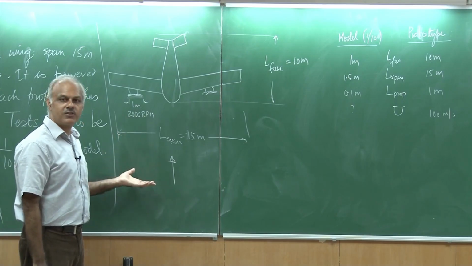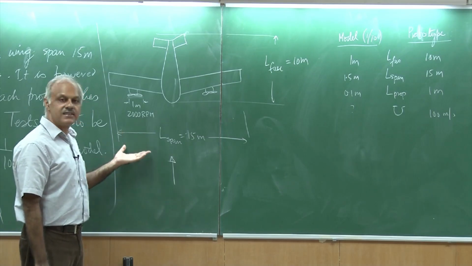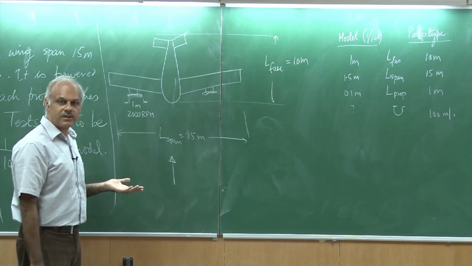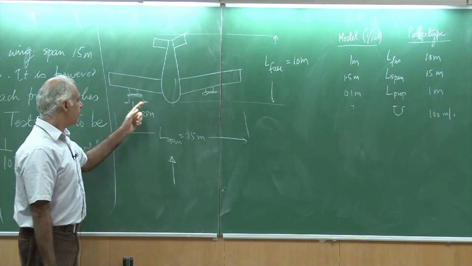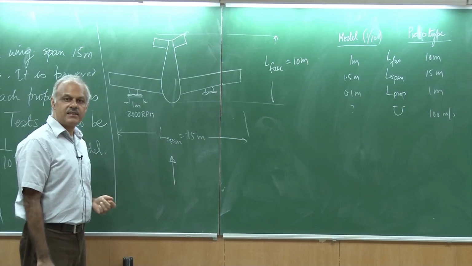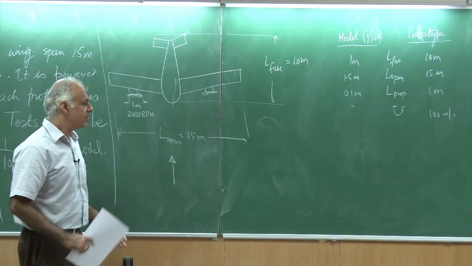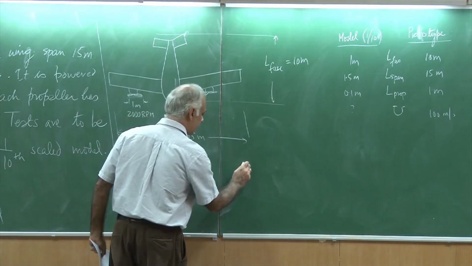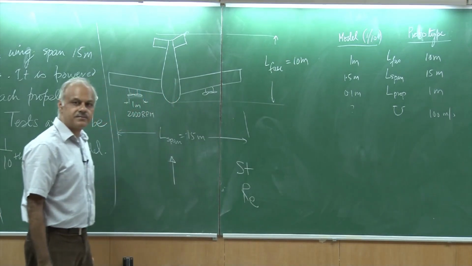So, Euler number is also not important. Okay. So, we are interested in Reynolds number because viscous effects are important, they lead to skin friction and therefore the drag. And because there is a propeller which is spinning, we will have to account for the Strouhal number also. So, there are two numbers that are important here, the Strouhal number and the Reynolds number.